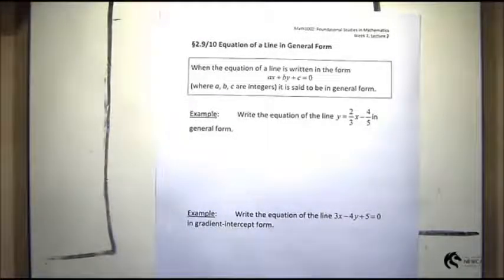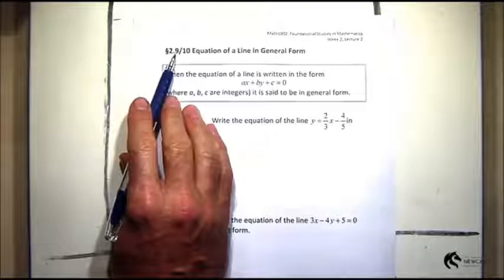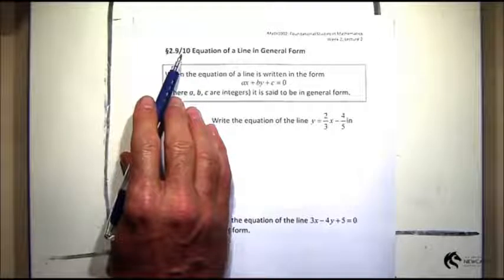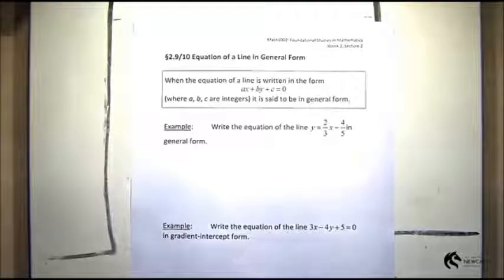And lastly, I've combined, in the notes, section 2.9 was going from point gradient form to general form, and then the other one was going from general form back to point gradient form. So I put them into the one section here. The equation of the line in general form is this.